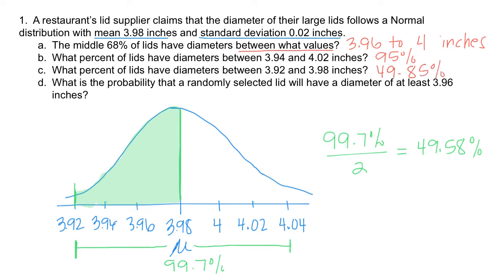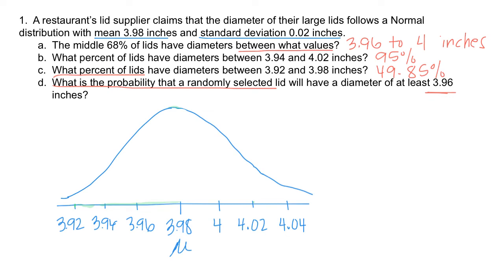Okay, and then part D, what's the probability that a randomly selected lid will have a diameter of at least 3.96 inches? So this is just different wording, essentially asking the same thing that the other ones were asking. It's just a different way of wording it. So instead of saying what percent of lids, what is the probability that a randomly selected lid, it means the same thing as the previous problems. So we'll have a diameter of at least 3.96.